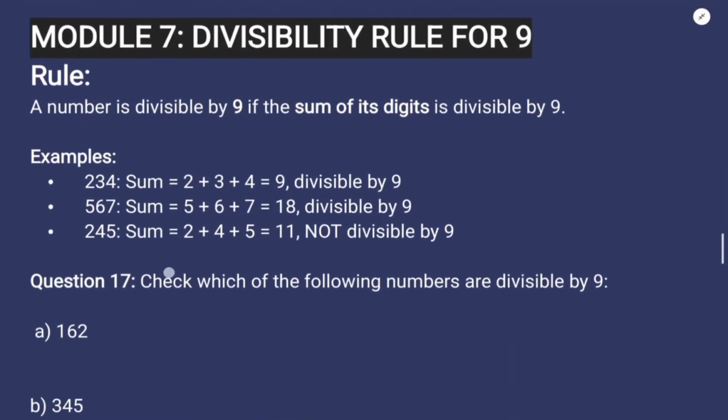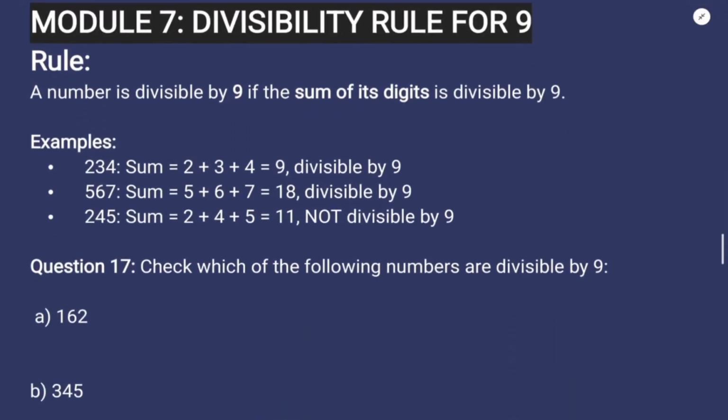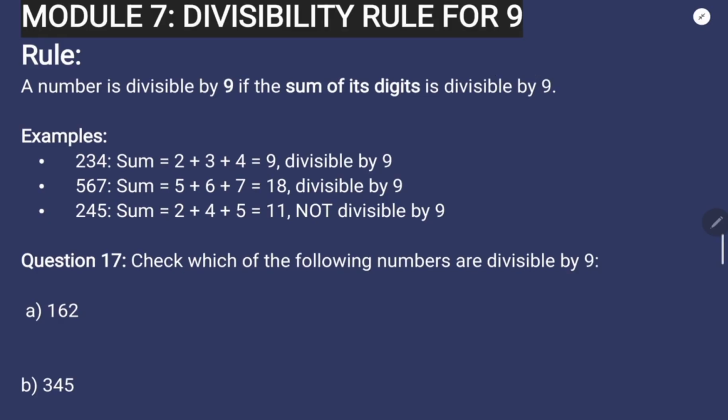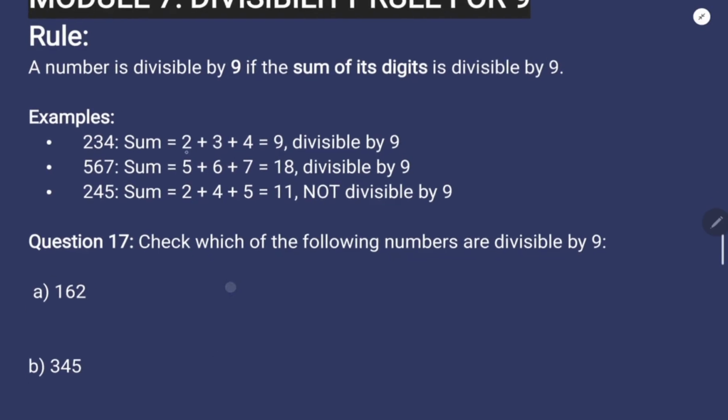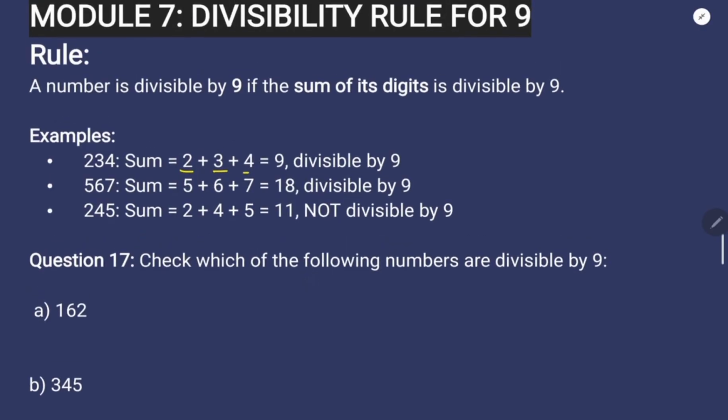Okay. So next we have module 7, divisibility rule of 9. When I told you the divisibility rule of 3, I told you about 9 as well, that here you need to see the sum of digits. We will find the sum of digits. In case of 3 we used to see whether the sum is divisible by 3 or not. Here we will see whether the sum is divisible by 9 or not. If it is not divisible by 9, we will say this number is not divisible by 9, right?